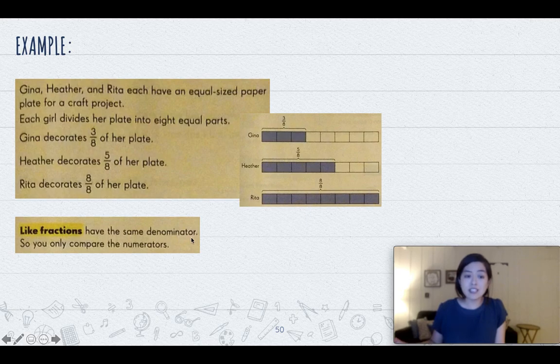Like fractions have the same denominator. So because they have the denominator of 8 in this case, which is the same, we can only compare the numerators if we want to make it easy for us. So the numerator of 3/8 is 3, the numerator of 5/8 is 5, the numerator of 8/8 is 8. By looking at the numerator, we can see that the biggest numerator will be the largest fraction. Okay? The smallest numerator will be the smallest fraction.